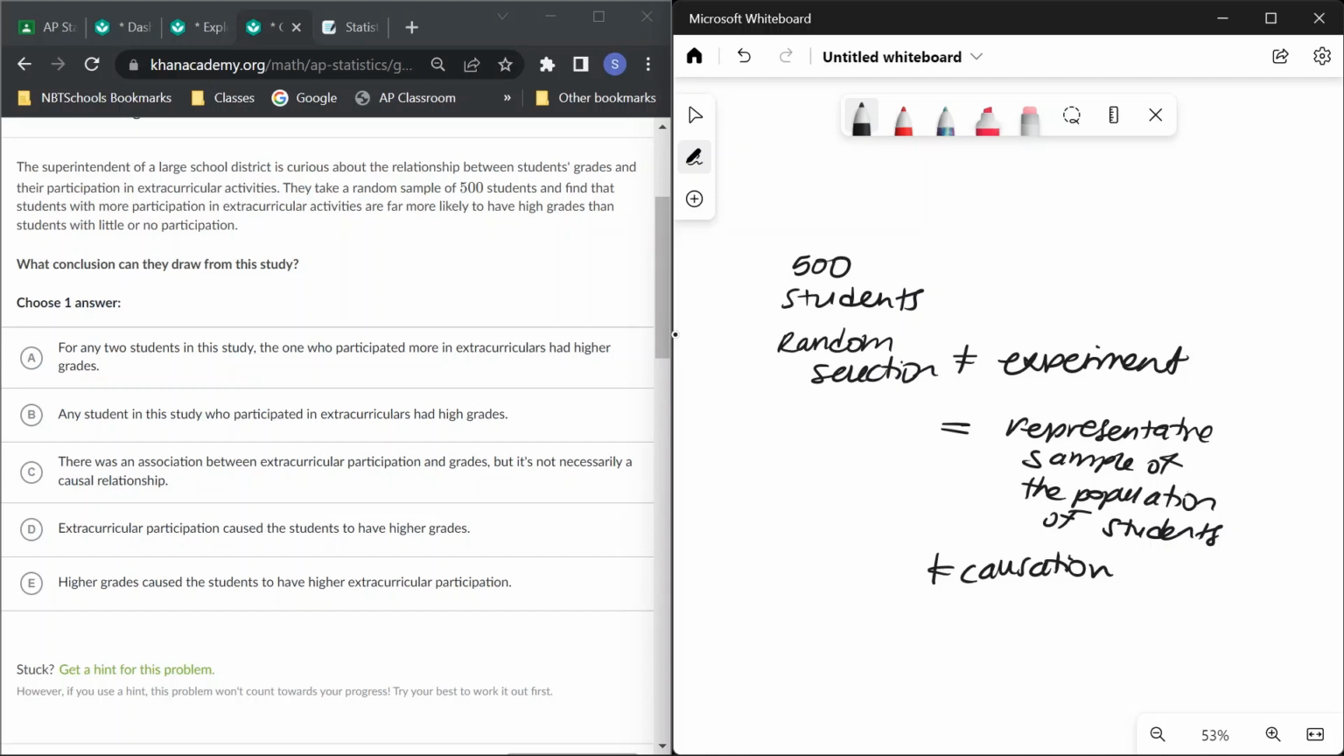Okay, so let's look at the answer choices. What conclusion can they draw from this study? For any two students in this study, the one who participated more in extracurriculars, okay, definitely not. Like, where do you even get that from? Any student in the study who participated in extracurriculars has to, no. There was an association between extracurricular participation and grades, but it's not necessarily a causal relationship.